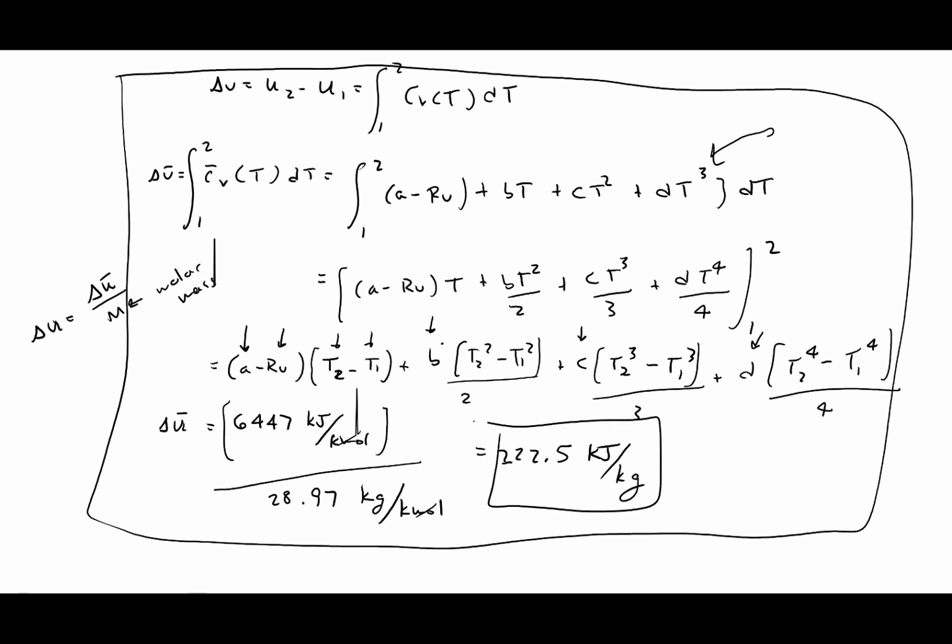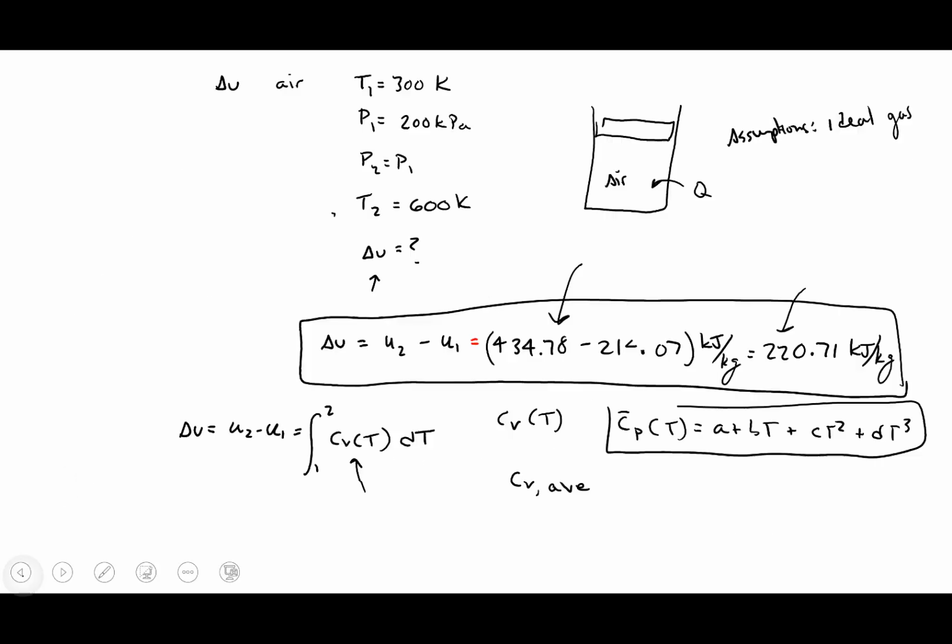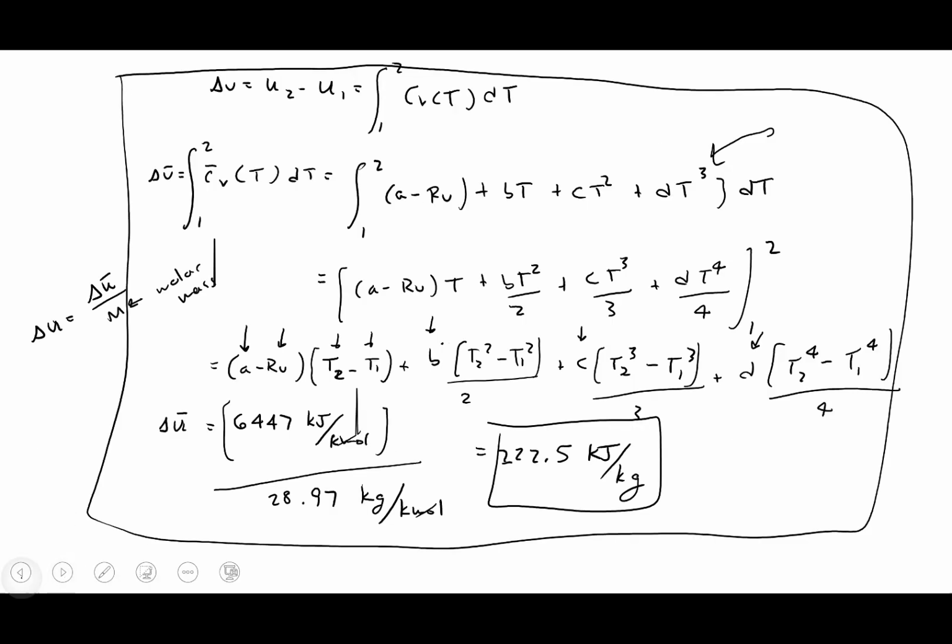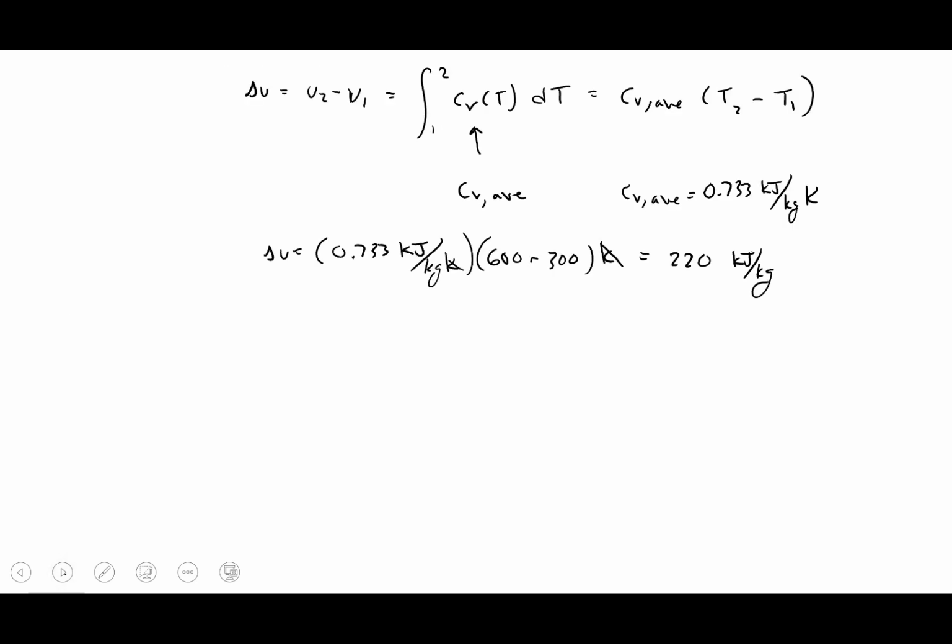with a pretty close answer to the one we got using that method. And it looks like we actually got closer to the method that we used from the tables. So basically, this method using the average specific heat can be accurate enough for a lot of things you're going to be doing.